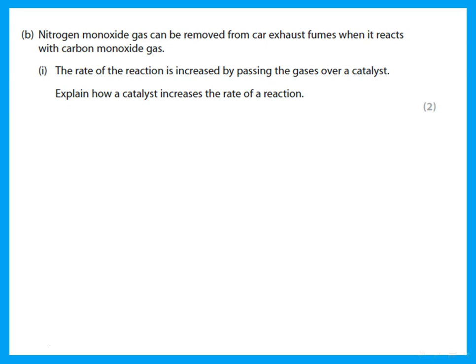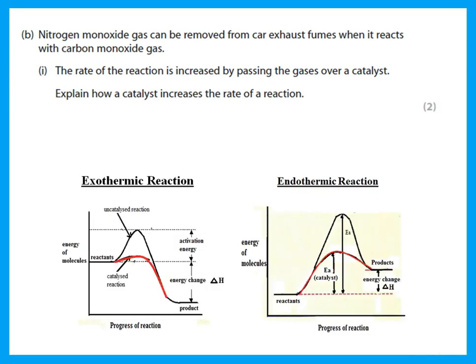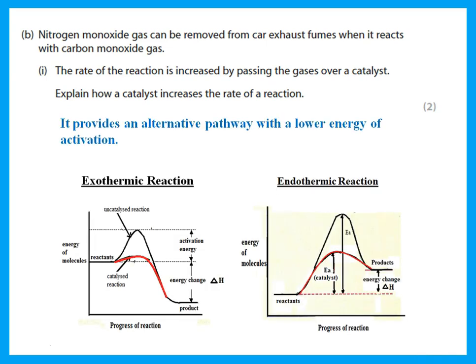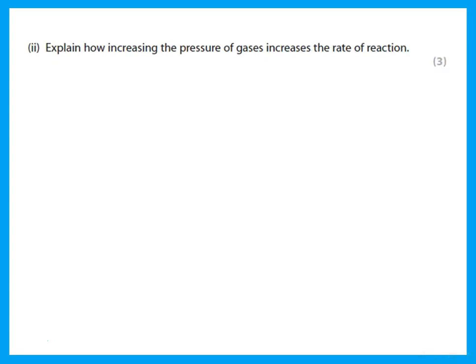Now explain how a catalyst increases the rate of reaction. What does a catalyst do? You should remember that the catalyst provides an alternative pathway that has a lower energy of activation. Remember that in any of these energy profiles, the energy of activation is the distance from the reactants to the top. That's what we call activation energy, from reactants to the top. So if we use a catalyst, this energy of activation is lower. This top goes down a little bit, so the reaction is easier to perform.